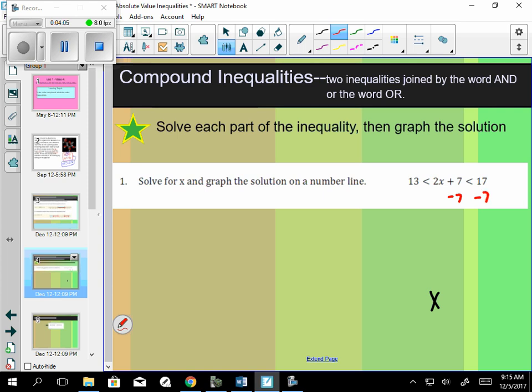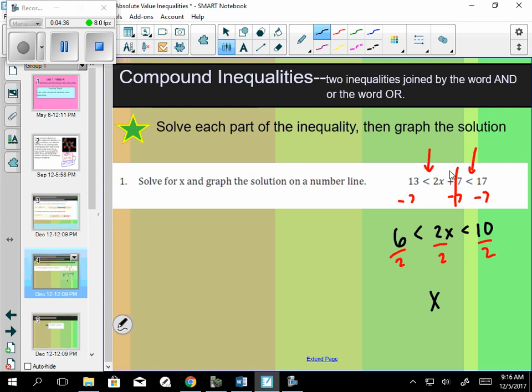But the problem here, we got two inequality symbols. So not only do we have to minus 7 there, we also have to minus 7 to this number out here. So now those 7s cancel out. We only have 2x left in the middle. Now we want to subtract 7 from both these numbers. So 17 minus 7 is 10. 13 minus 7 is 6. Okay. Now to get rid of the 2 that's being multiplied, we want to do the opposite: divide. So again, not only divide there by 2, but divide there by 2. We want to divide everything by 2.